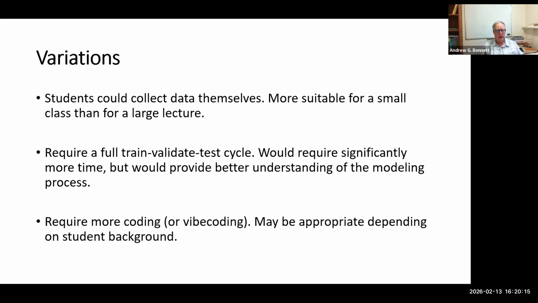And finally, if you're in the right situation, you might have them do more of this is how you set up the coding. This is how you get the Python libraries in place to run the machine learning. As I said, I was surprised at how few of my students were prepared for that. But if you had students who were familiar with Python, that would be fine.